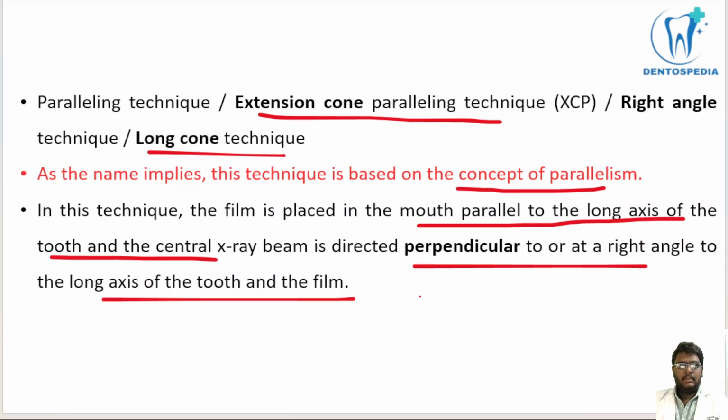So when we compare these two techniques, in this technique we are placing the film parallel to the long axis of the tooth. But in the previous technique, the bisecting angle technique, we placed the film as close to the tooth as possible. Then the direction of the beam: in this technique we project the X-ray beam perpendicular to the long axis of the tooth and the film. In our previous technique, we don't deal with the long axis of the tooth and the film. We create an imaginary bisector, and we direct the X-rays perpendicular to the bisector. Here there is no concept of a bisector.